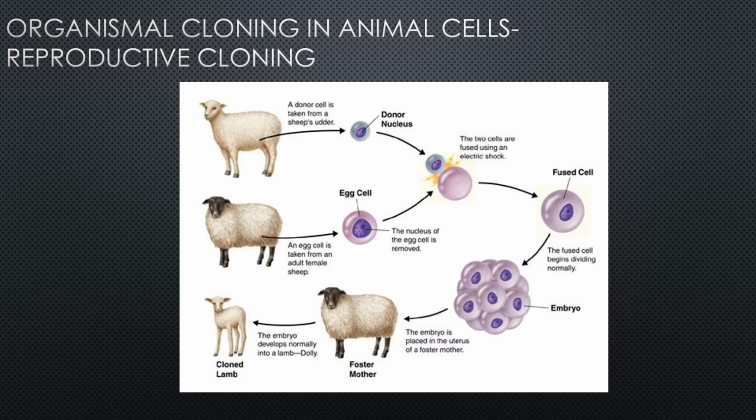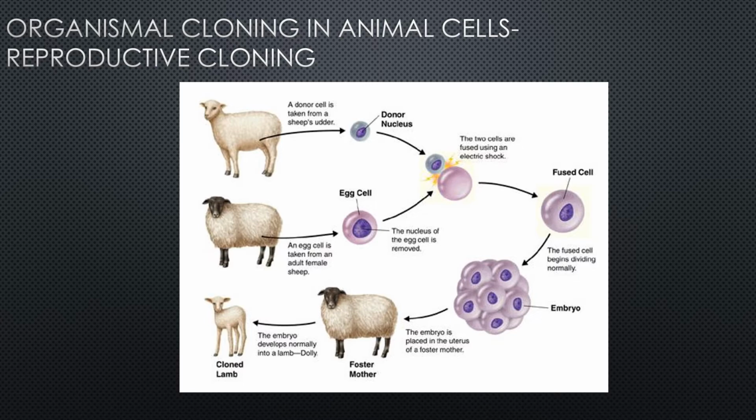Okay, so organismal cloning in animal cells is a little bit different, and we call this reproductive cloning. So this is where we start to get into ethics, and people get very nervous about cloning animal cells because that means you can also clone human cells. So today I'm not going to talk about the ethics of it. I'm going to let you think about that and do your own research. I have definite opinions on it, but I want you to do your own research and see what you think. I am just going to tell you the method at the moment for organismal cloning in animal cells.